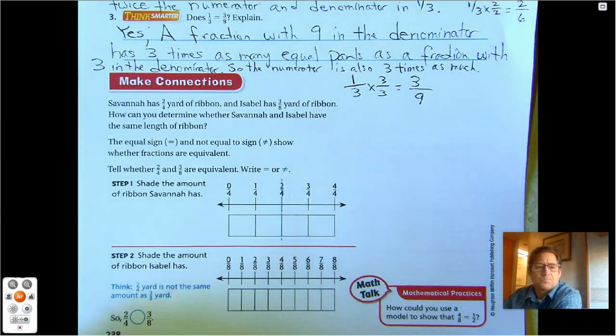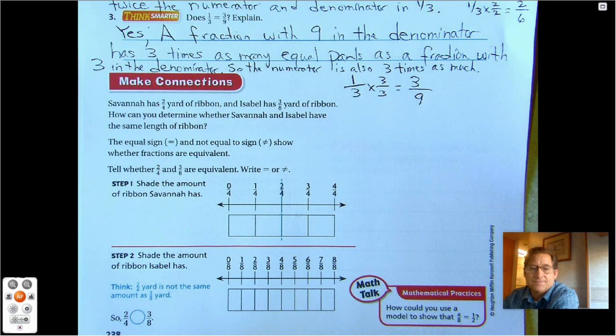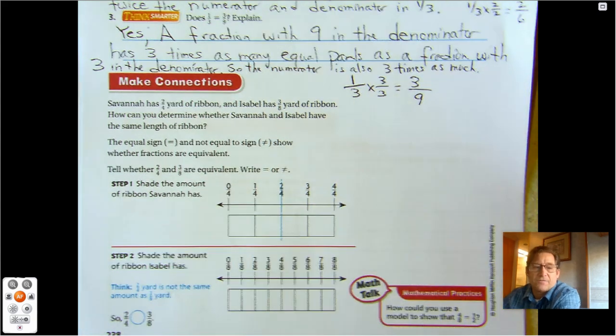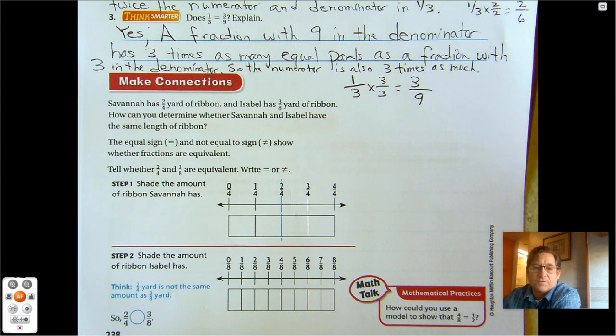All right. Savannah has 2/4 yard of ribbon and Isabel has 3/8 yard of ribbon. How can you determine whether Savannah and Isabel have the same length of ribbon? Now, remember that the equal sign is written as the 2 parallel horizontal lines, and the not equal to sign is the equal sign with a slash through it. The equal sign and not equal to sign show whether fractions are equivalent. Tell whether 2/4 and 3/8 are equivalent, equal or not equal to.